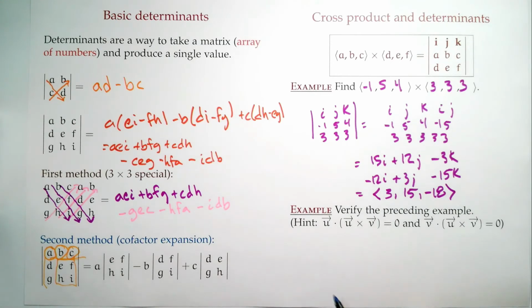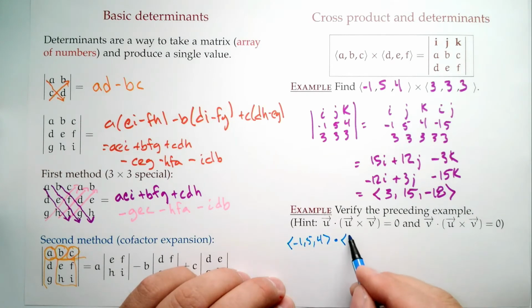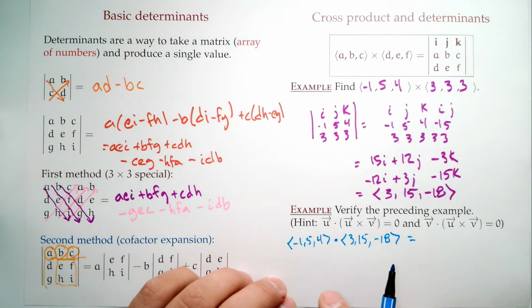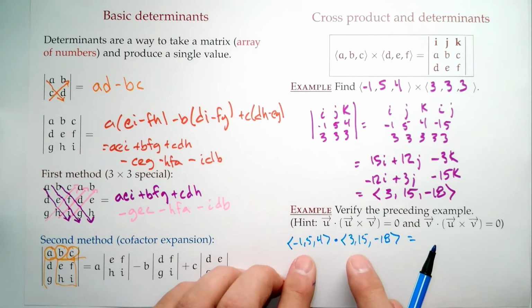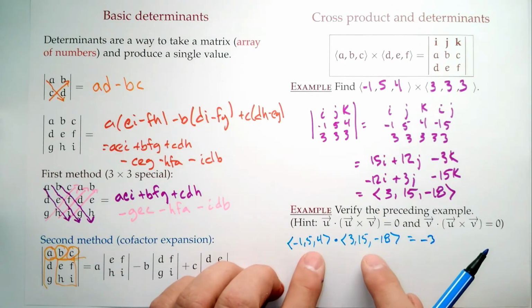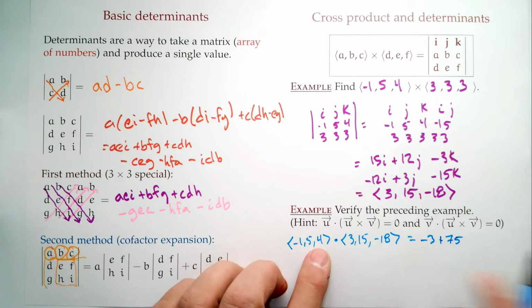So, as an example, let's say negative 1, 5, 4. We'll dot that with 3, 15, negative 18. All right. Well, we multiply these out. Negative 1 times 3, negative 3. 5 times 15, 75. 4 times negative 18, it's negative 72. All right. Negative 3 plus 75 minus 72 is 0.